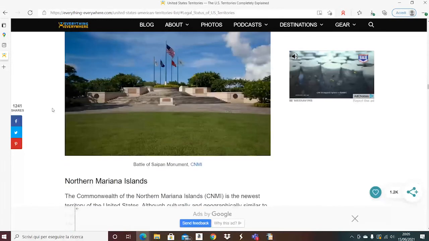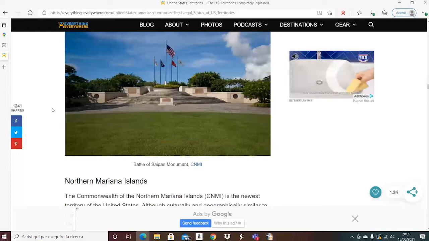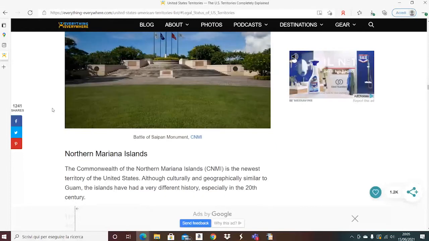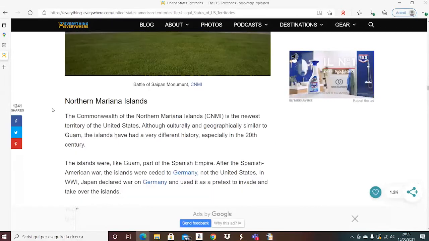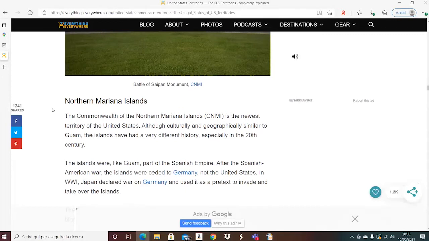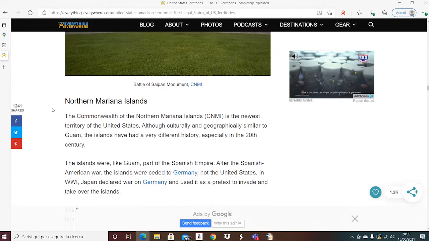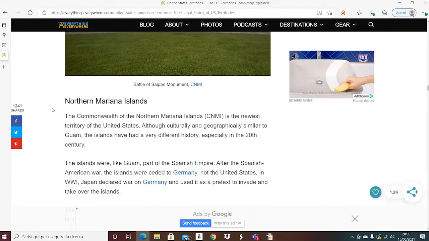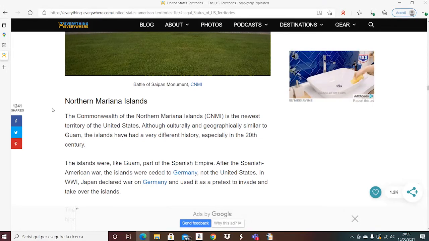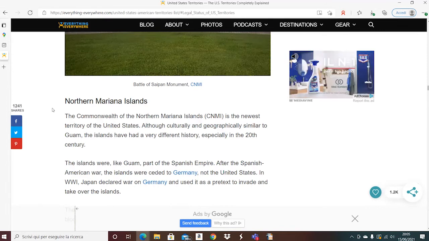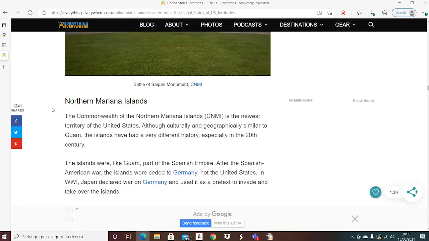Battle of Saipan Monument. CNMI, North Mariana Islands. The Commonwealth of the North Mariana Islands, CNMI, is the newest territory of the US. Although culturally and geographically similar to Guam, the islands have had a very different history, especially in the 20th century.